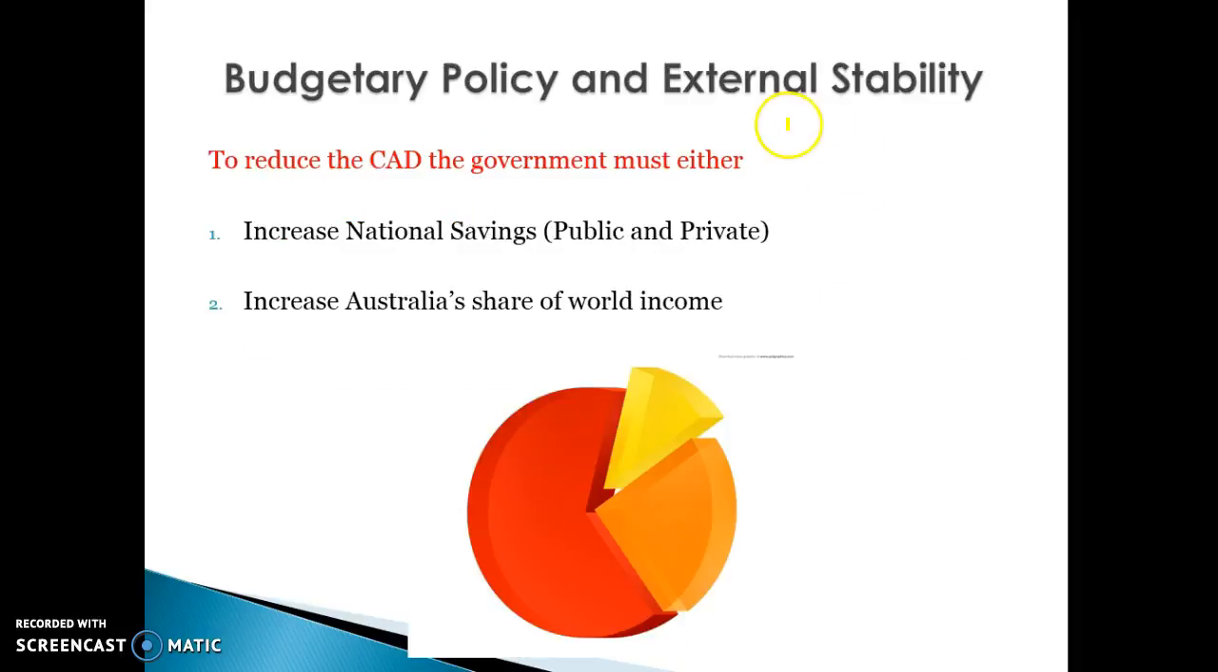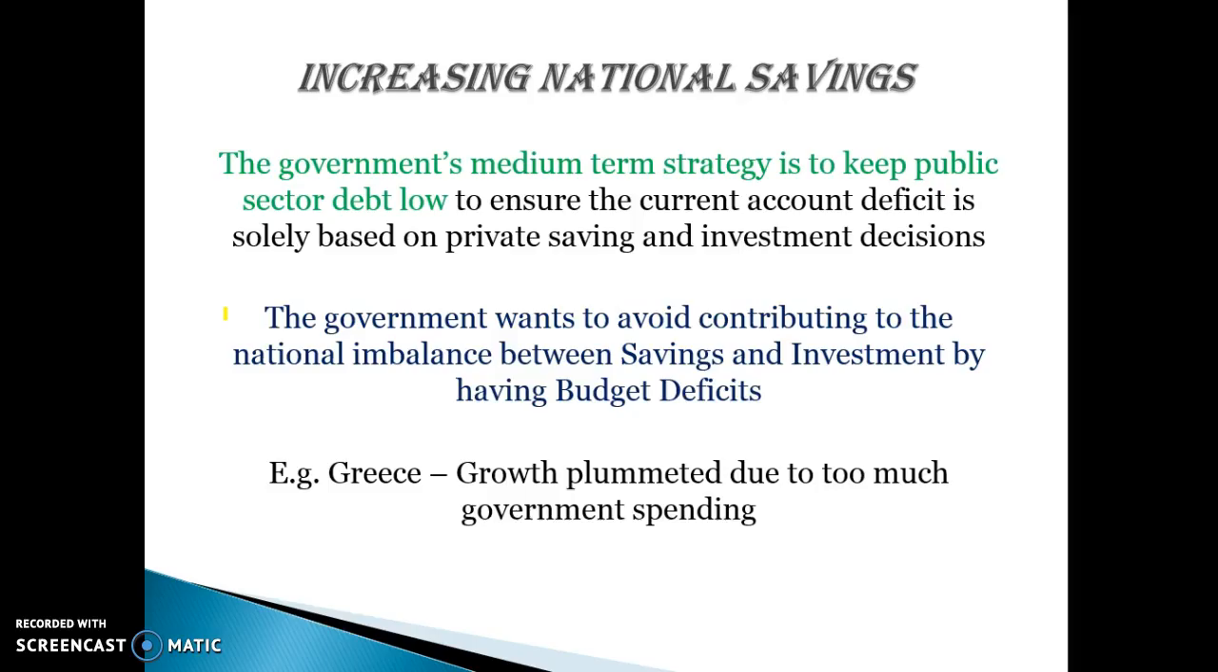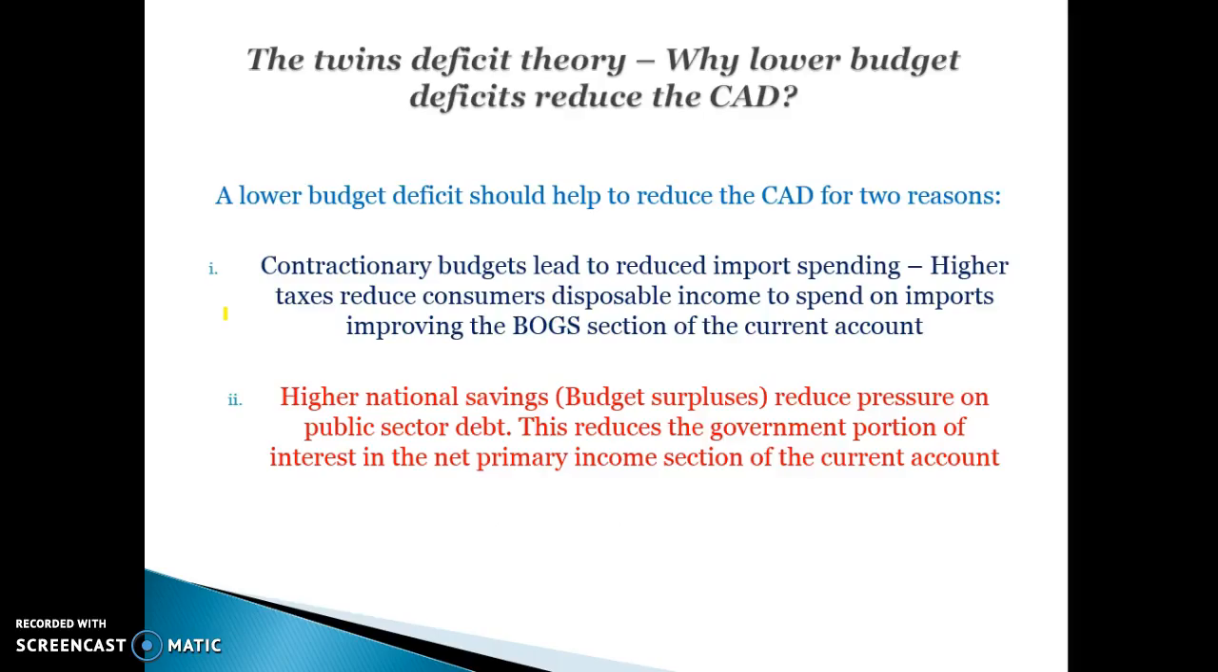So basically, when we're linking budgetary policy to external stability, there are two things we link it to. One, the government increasing national savings, and two, trying to increase our share of world income, which is basically a fancy way of saying that we export more. Increasing national savings is about trying to reduce public sector debt, so it's generally associated with contractionary policies that will help to reduce the gap between investment and savings. That might be tax concessions for savings, it might be higher tax rates, anything that's going to slow down the level of imports and slow down the level of spending will help in the short term. So this is one of the key things in this chapter.